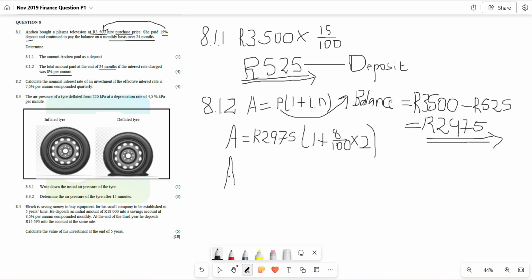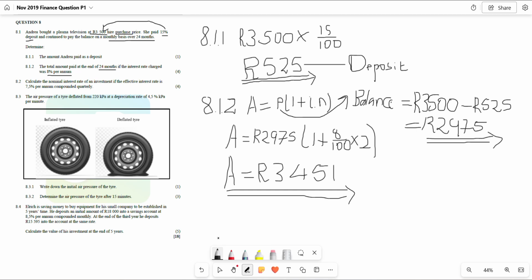Then we are going to use our calculators to find the total amount to be paid by Andrea. 2,975, open bracket, 1 plus 8 divided by 100, multiply by 2 years. It is going to give us 3,451 rands. That is the total amount to be paid back by Andrea at the end of the 24 months period. That is the hire purchase agreement question.